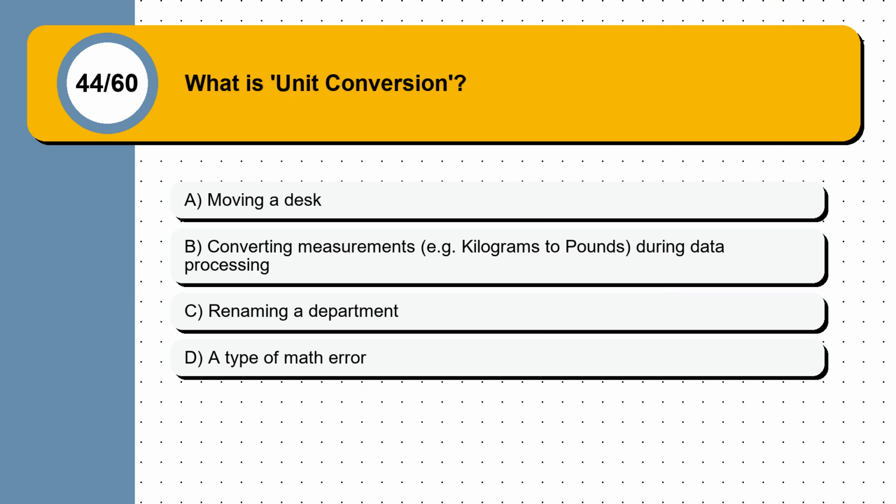Question 44. What is unit conversion? Option A, moving a desk. Option B, converting measurements, e.g. kilograms to pounds, during data processing. Option C, renaming a department. Option D, a type of math error.